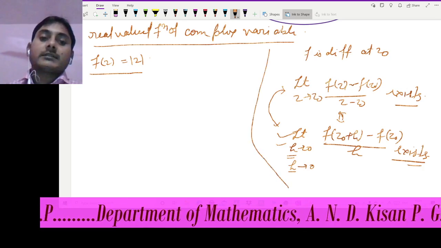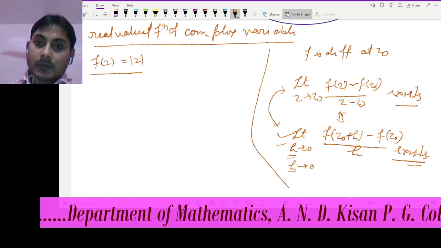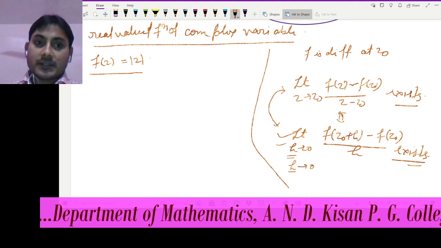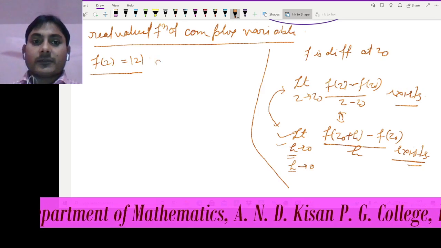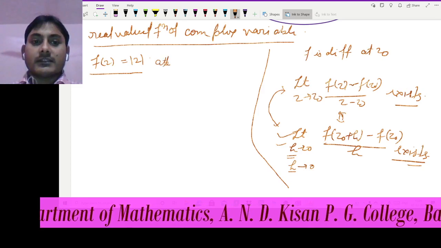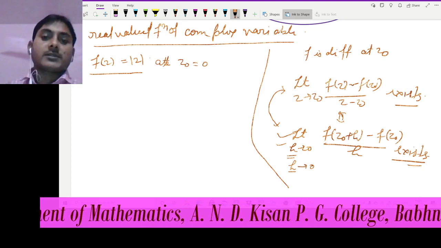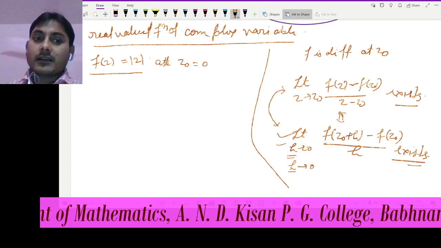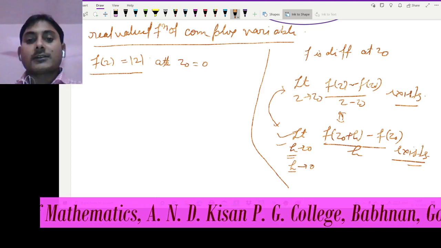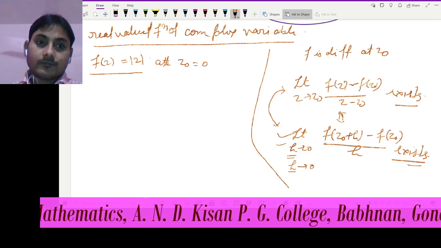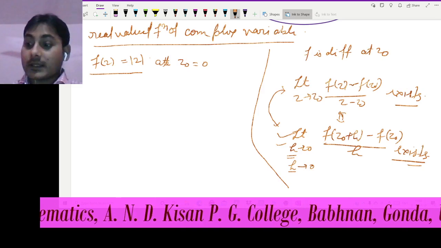There are different ways, but I will prove this using the definition. So I'm asking about its differentiability at a point z not equal to 0. मैं z not equal to 0 पर इसकी differentiability check करना चाहता हूँ. Check whether this particular function is differentiable at z not or not.